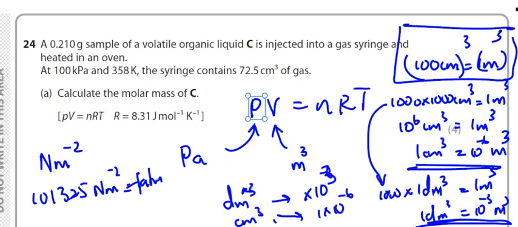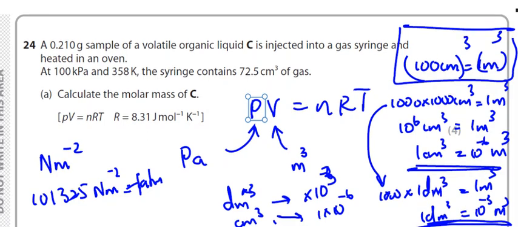Temperature has to be in Kelvin, because the R is given in joules per mole per Kelvin. So Kelvin should get cancelled. Moles per mole get cancelled. So it's very important that RT has to be in Kelvin. So the pressure, let me just substitute the values now.